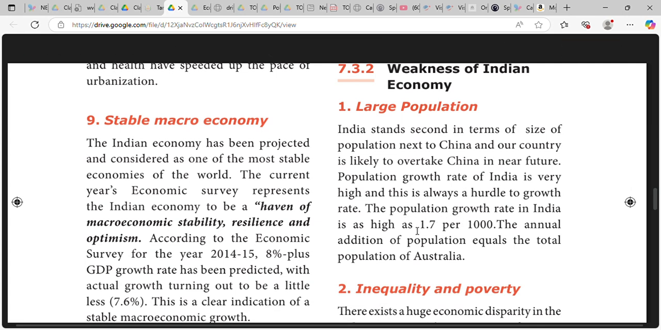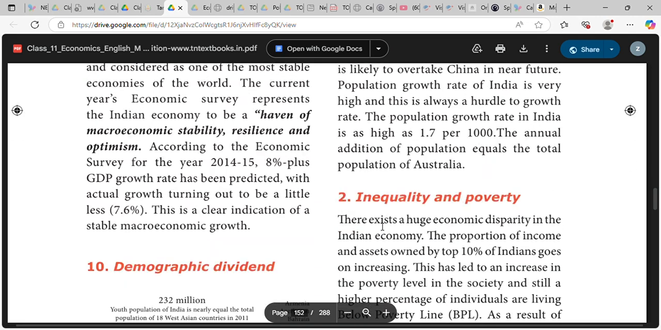The population growth rate in India is as high as 1.7 per thousand. The annual addition of population equals the total population of Australia.